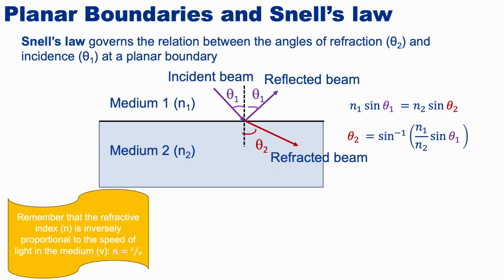Remember that every medium has a refractive index. The refractive index is the ratio of the speed of light propagating in vacuum or air or free space over the speed of light in the medium, and that refractive index is always higher than or equal to 1.